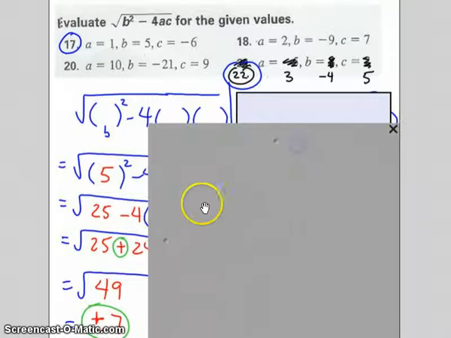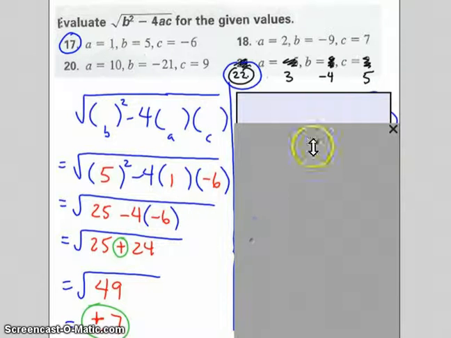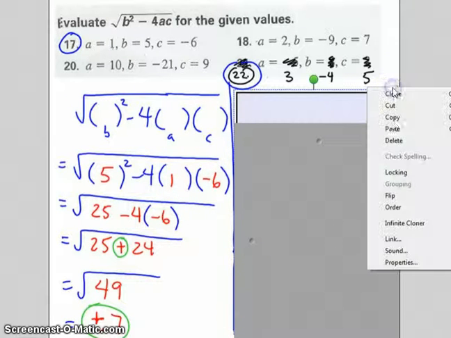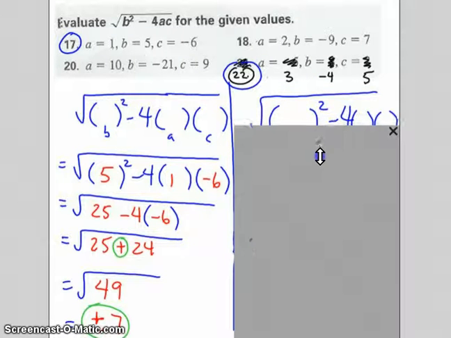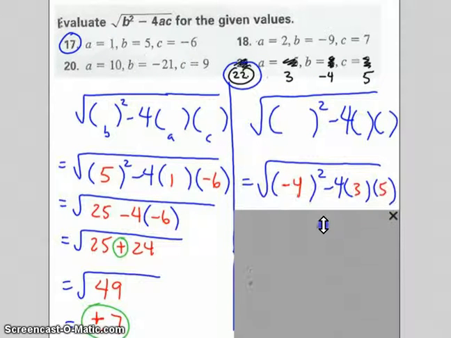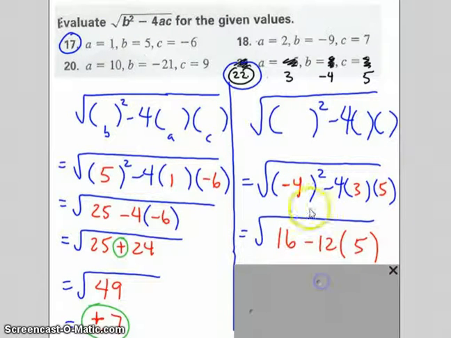Back up here, do the next one, get rid of that. How do I hit delete? There. Okay, same setup. Fill it in again, this time with new numbers for number 22. Negative 4 squared is going to be positive 16. Any number squared is going to be a positive number.